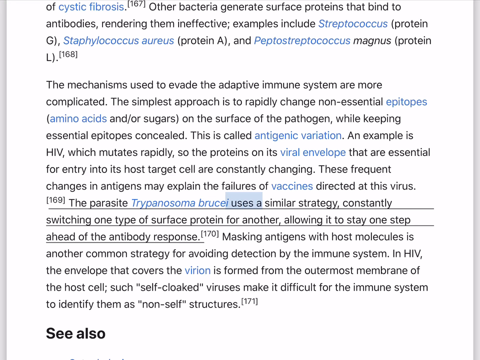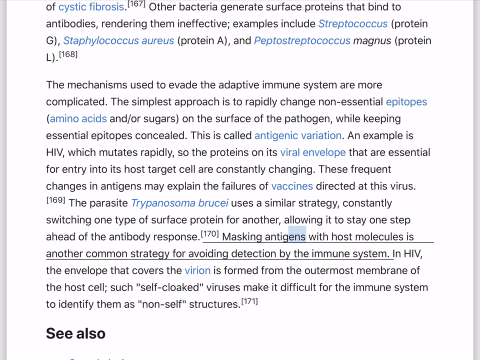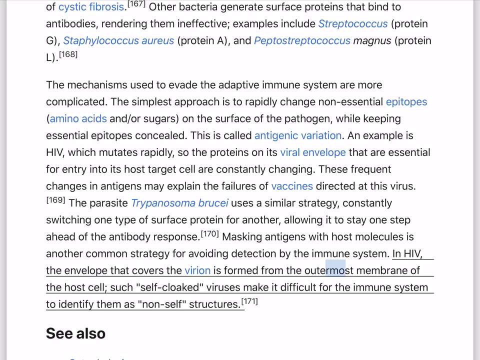The parasite Trypanosoma brucei uses a similar strategy, constantly switching one type of surface protein for another, allowing it to stay one step ahead of the antibody response. Masking antigens with host molecules is another common strategy for avoiding detection by the immune system. In HIV, the envelope that covers the virion is formed from the outermost membrane of the host cell. Such self-cloaked viruses make it difficult for the immune system to identify them as non-self structures.